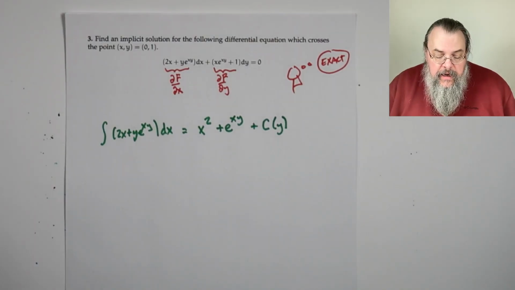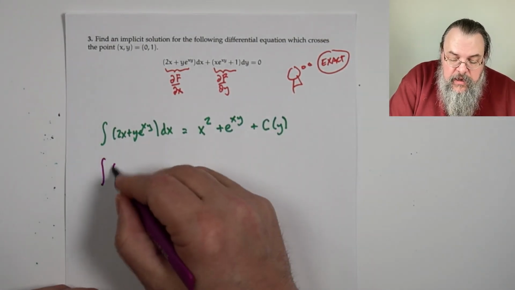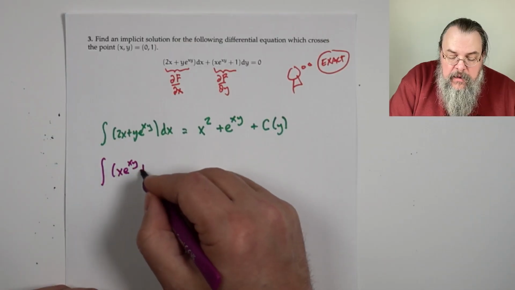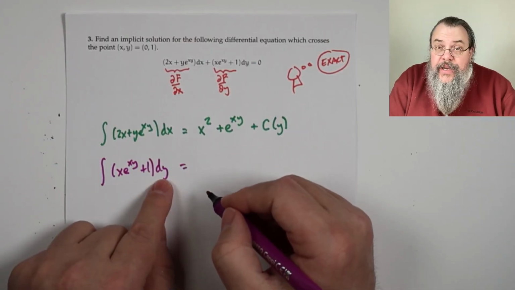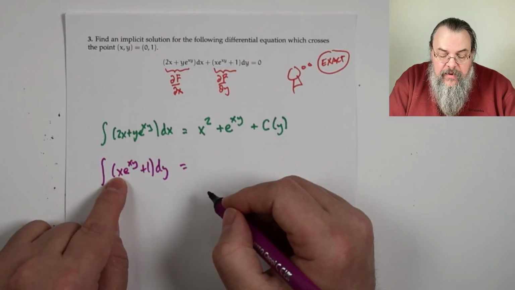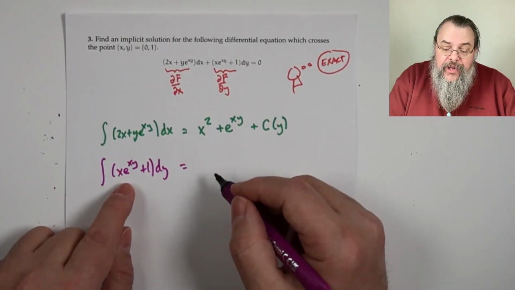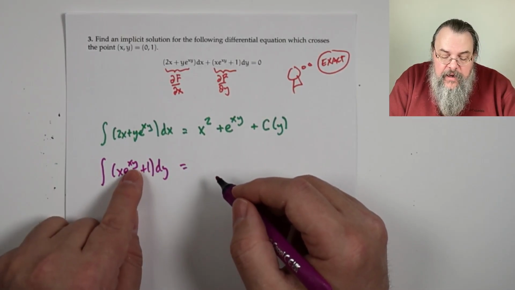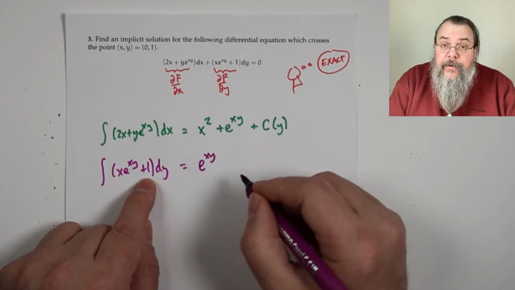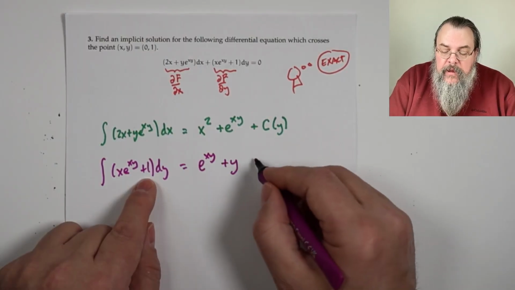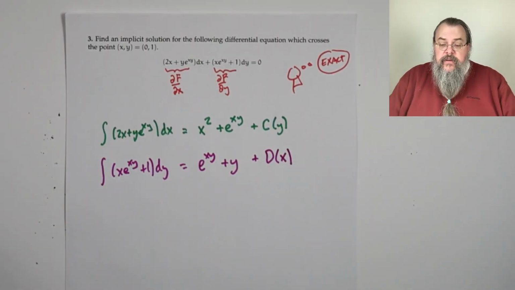All right, now we're going to do the same thing with the dy term. Integral of x e to the xy plus 1 dy. Okay, here, y is what can change. We're treating x like a constant, so it's e to constant times y. Well, e to the xy will be e to the xy divided by what's the constant part, which is the x. The x's cancel, so you get e to the xy. Integral of 1 with respect to y is y plus something which is constant with respect to y, so it's something which depends on x.